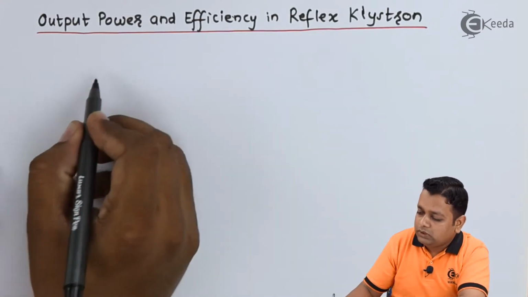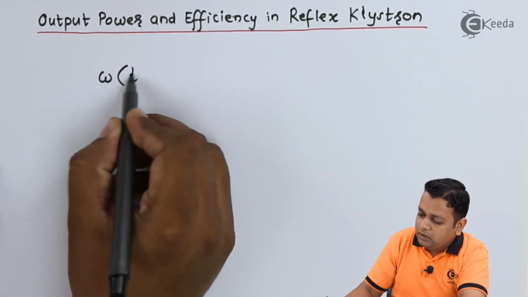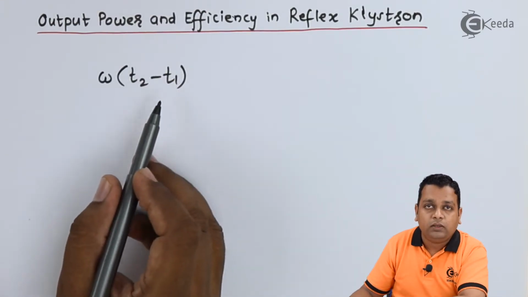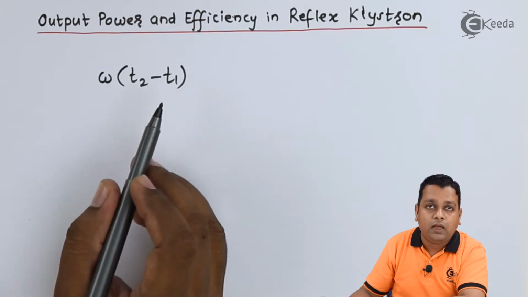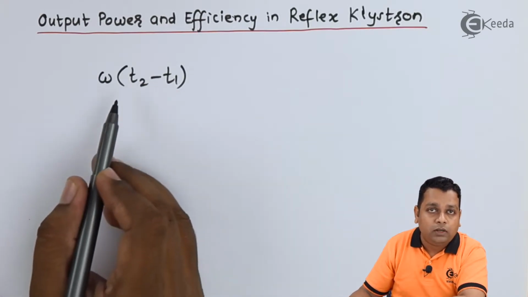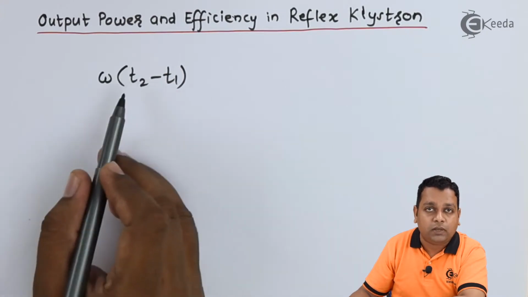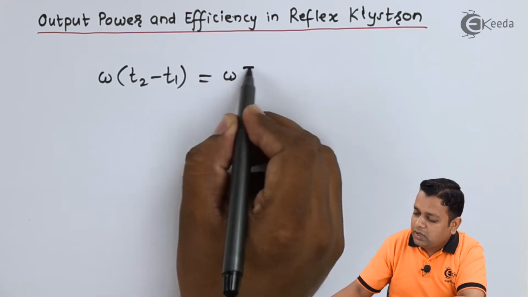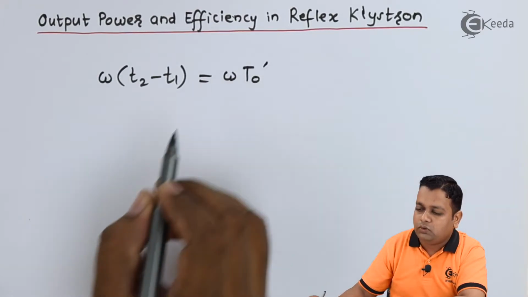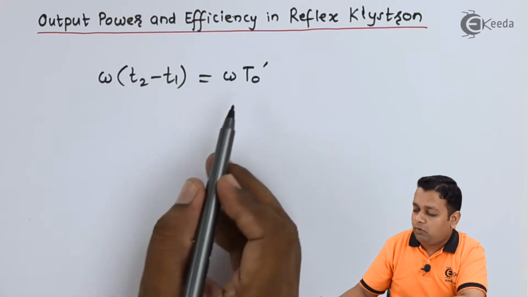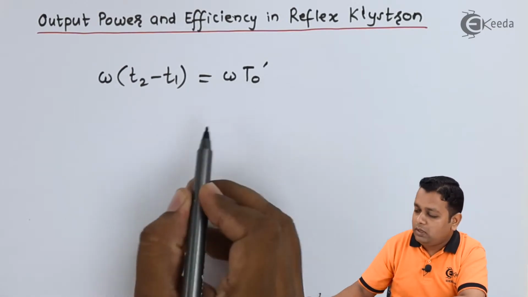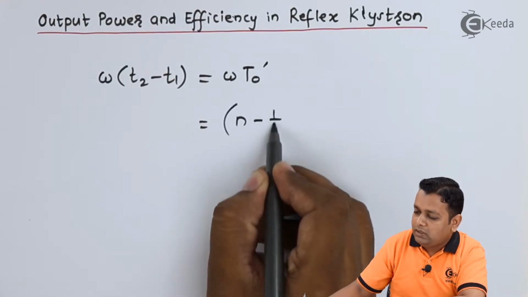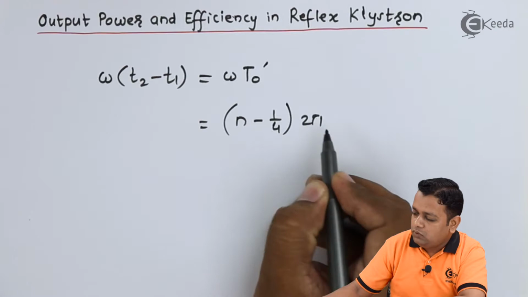That equation was concerning omega in the bracket T2 minus T1. T1 is the time moment when it has left the gap spacing first of all, and T2 is the time moment when, after repulsion from the repeller electrode, it is coming back to the same gap spacing. So it was represented as omega into T0 dash, for which we have already given the formula. It can also be expressed as, in the bracket, n minus 1 by 4 into 2 pi.